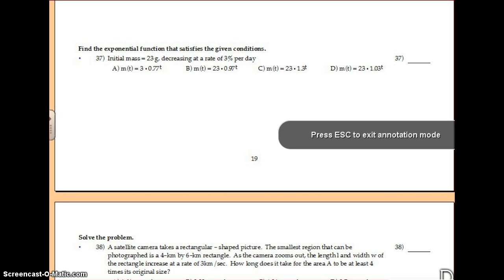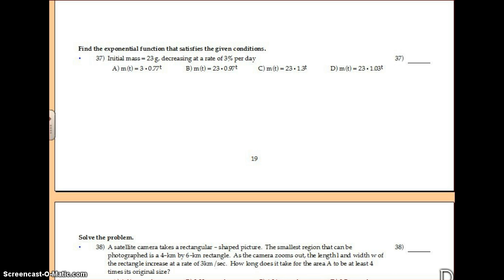Number 37 says find the exponential function that satisfies the given conditions. So an exponential function is a function that has an exponent that is a variable. In this case, we are given a percentage here. It says it's an initial mass of 23 grams and a decrease at a rate of 3% per day. This is kind of like the exponential function, but in the form of the population function. P of t equals initial population, which in this case is actually going to be our initial mass. And since we have a percentage, we would have 1 plus r to the t, r being the rate, and we add a 1 since it's a percent there.